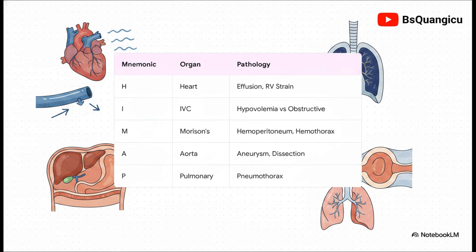H is for heart, we're looking for effusion or failure. I is for IVC, evaluating fluid status. M is for Morison's pouch, essentially hunting for internal bleeding. A stands for aorta, screening for aneurysms. And P is pulmonary, checking for things like a pneumothorax. It's a great mental pegboard for when adrenaline is running high.